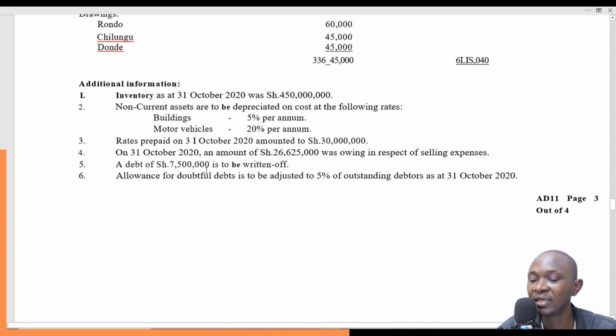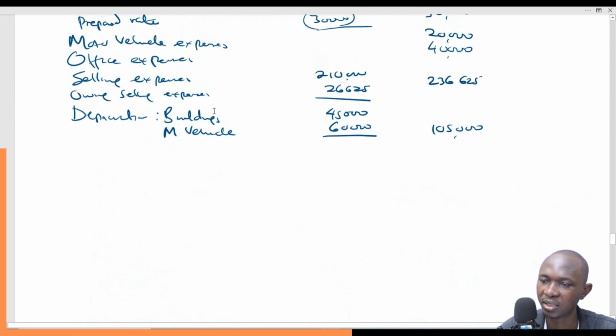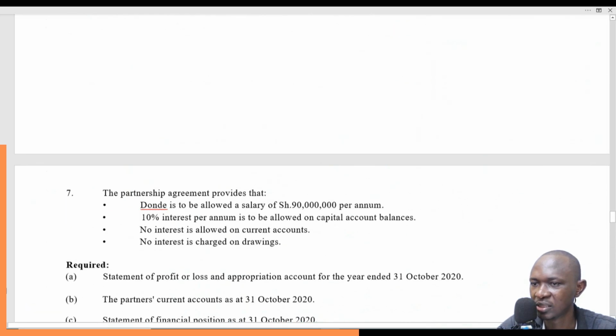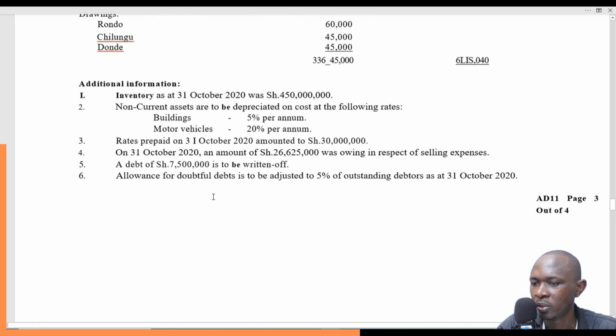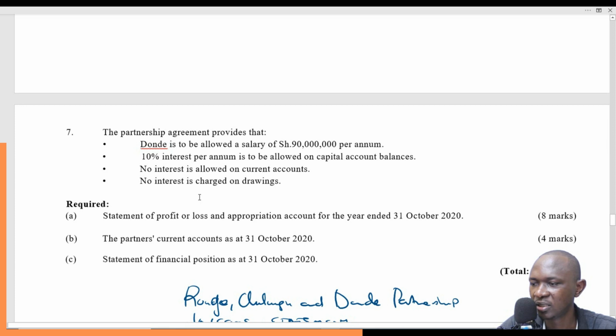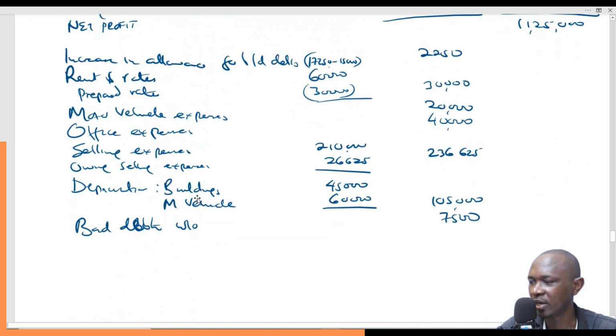A debt of 7,500 is to be written off. So we talk about bad debt, 7,500. And this one will also have the effect of reducing our trade receivables, because they are proposing to write it off now. Remember the restricted zeros. Then allowance, I think we are done with that one. Partnership agreement, those ones will feature in the appropriation. So I think we are done with the expenses. We have captured all the expenses.